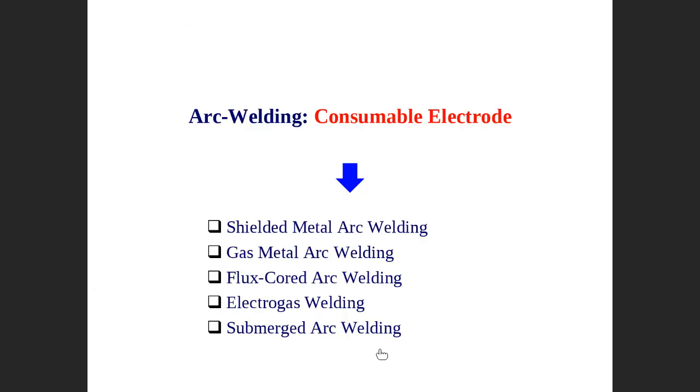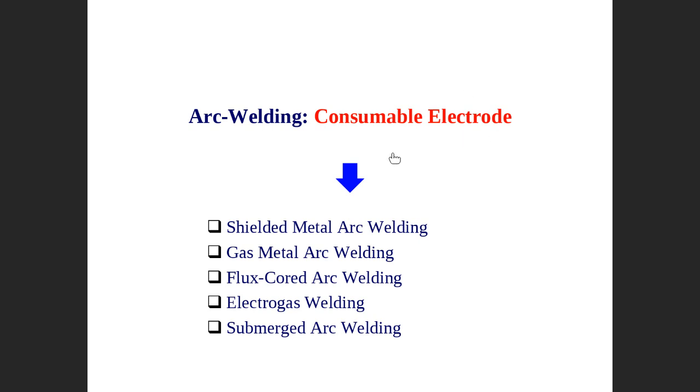Clear? Okay, that's it. There are many arc welding methods. We're going to focus on shielded metal arc welding, and listen carefully to differentiate between these. All of them are arc welding, meaning IE. Whether it is shielded metal arc welding, gas metal arc welding, flux core arc welding, electro gas arc welding, or submerged arc welding, it doesn't matter. As it is arc welding, it is IE.